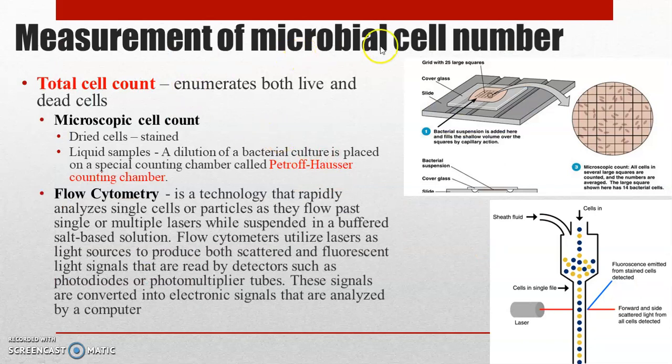The measurement of microbial cell number can be done by taking total cell count or by taking viable cell count. In the case of total cell count, we are counting the total number of cells in the sample, irrespective of whether they are live or dead cells. Both live and dead cells are taken into consideration in the case of total cell count, and this can be done by microscopic observation or by doing flow cytometry. Microscopic cell count can be done for dried cells and for bacterial cells in liquid samples.